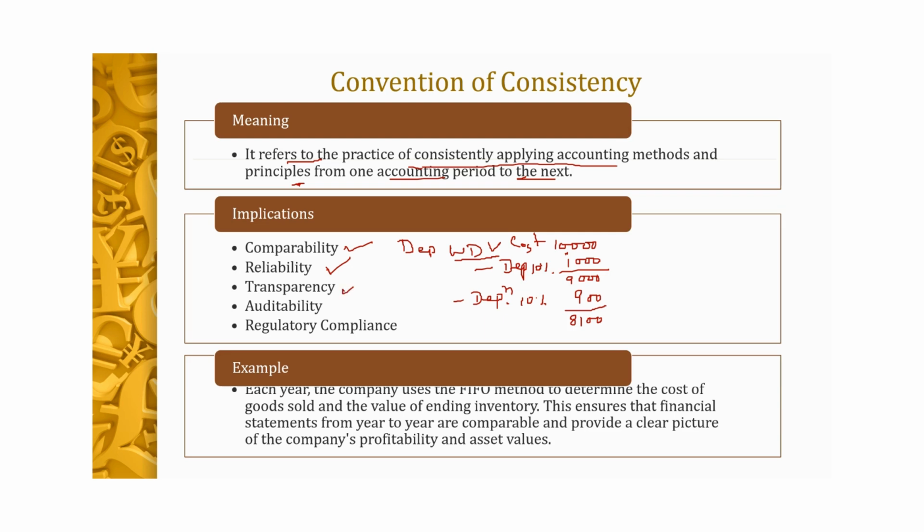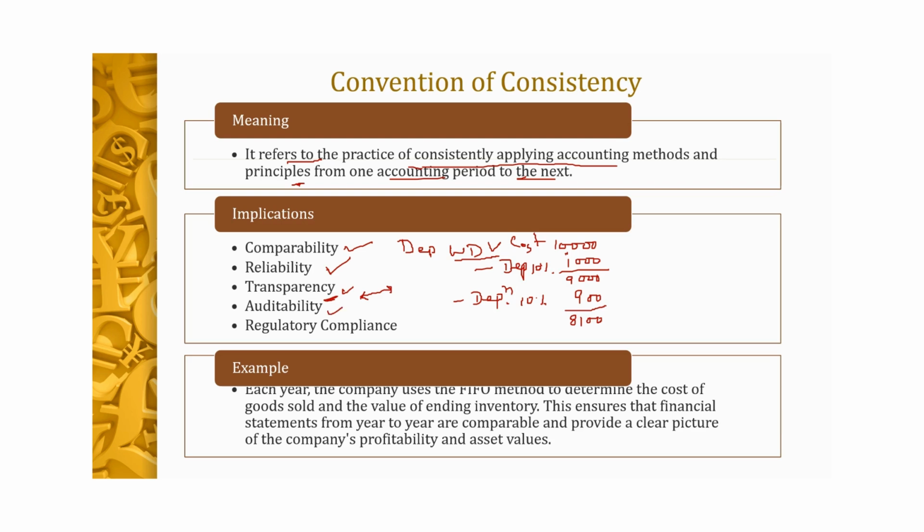This means there will be no chances of manipulation. Because we are following methods consistently, those who prepare the financial statements will have very few chances to manipulate the figures. So it will ensure transparency in our financial statements.